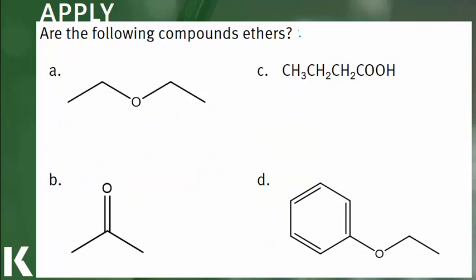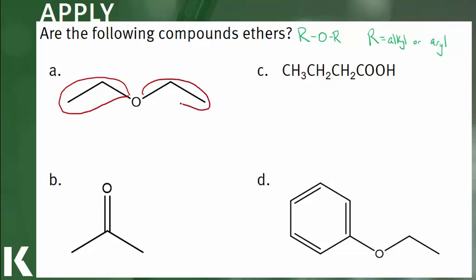Remember the formula of an ether is ROR, where R is an alkyl or aryl group. So for each of these molecules, let's target in on the oxygen and identify the two functional groups connected before labeling it as an ether. In A, we see the oxygen, bonded to an alkyl on the left and an alkyl on the right. So yes, this is an ether.